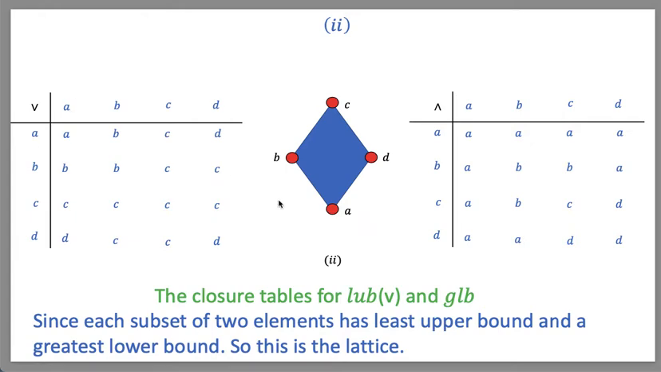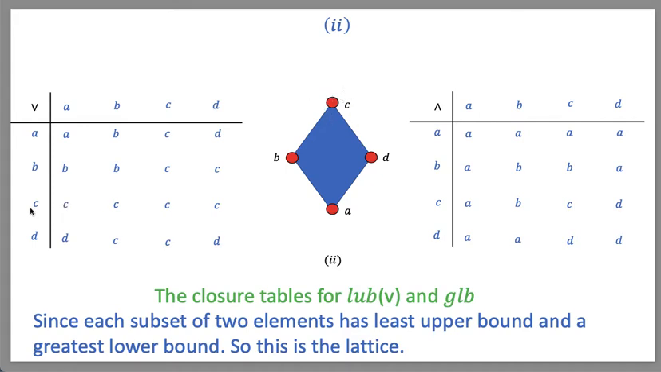From this figure, the least upper bound of A and A is A. Least upper bound of A and B is B. A and C is C. Least upper bound of A and D is D. Now with B: least upper bound of B and A is B. B and B is B. B and C is C. Least upper bound of B and D is C. See, least upper bound of B and D is C.